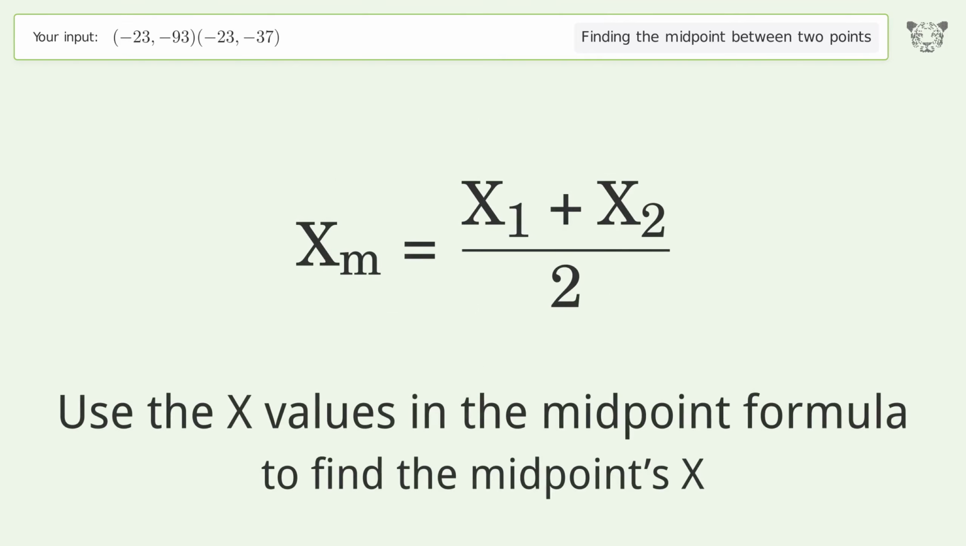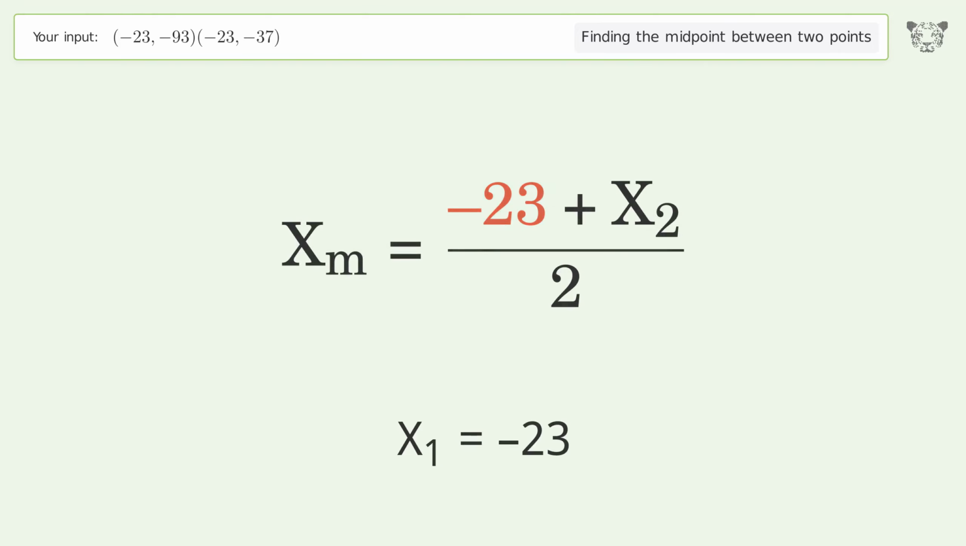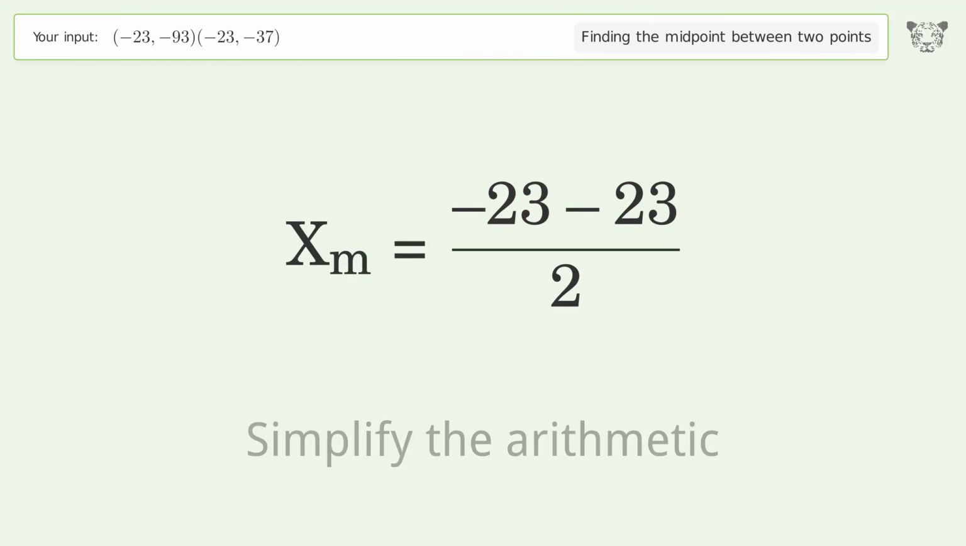Use the x values in the midpoint formula to find the midpoint's x. x1 equals -23. x2 equals -23. Simplify the arithmetic.